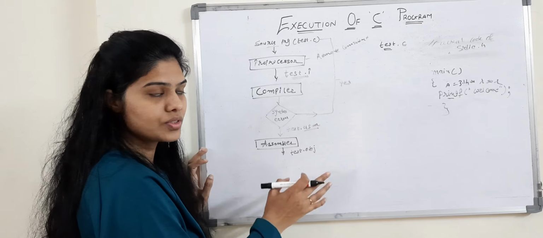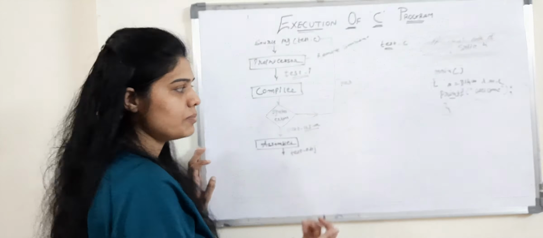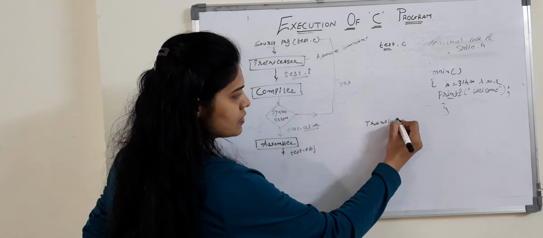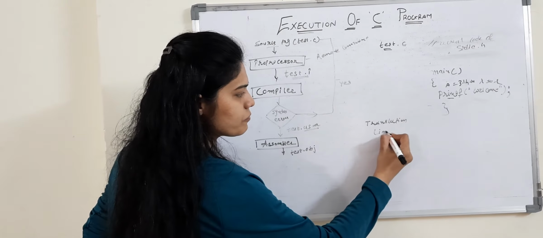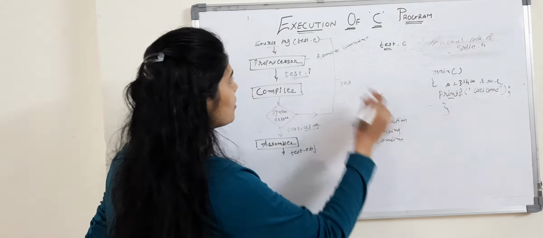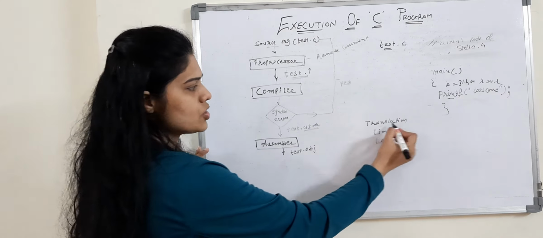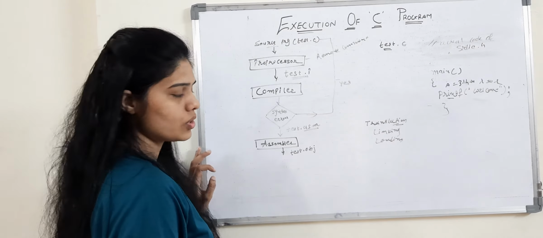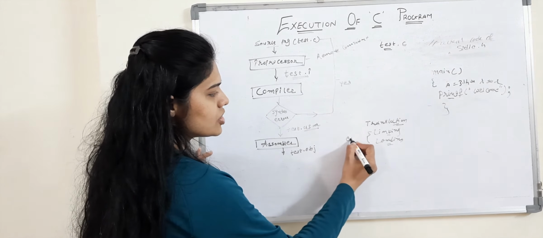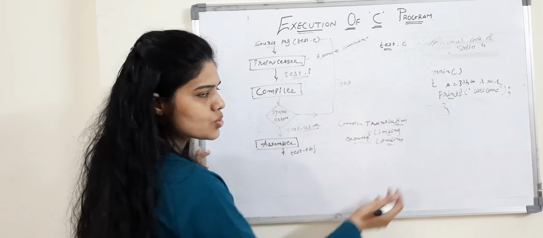I told you just before that execution of a C program works on one model where first of all translation is done, then linking is done, and then loading is done. So from test.c to object code is called translation, or you can say compilation. After compilation, linking and loading is done, and this is called the execution.